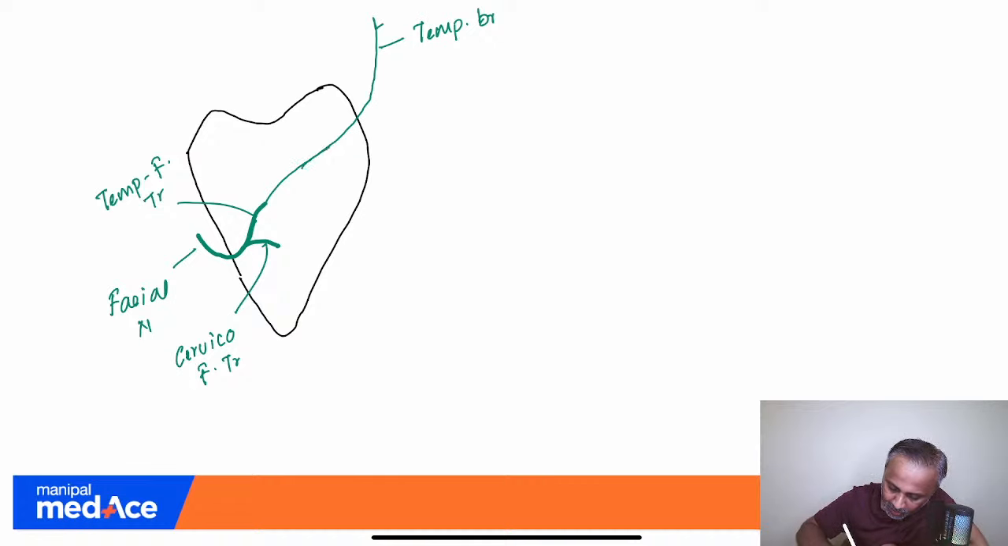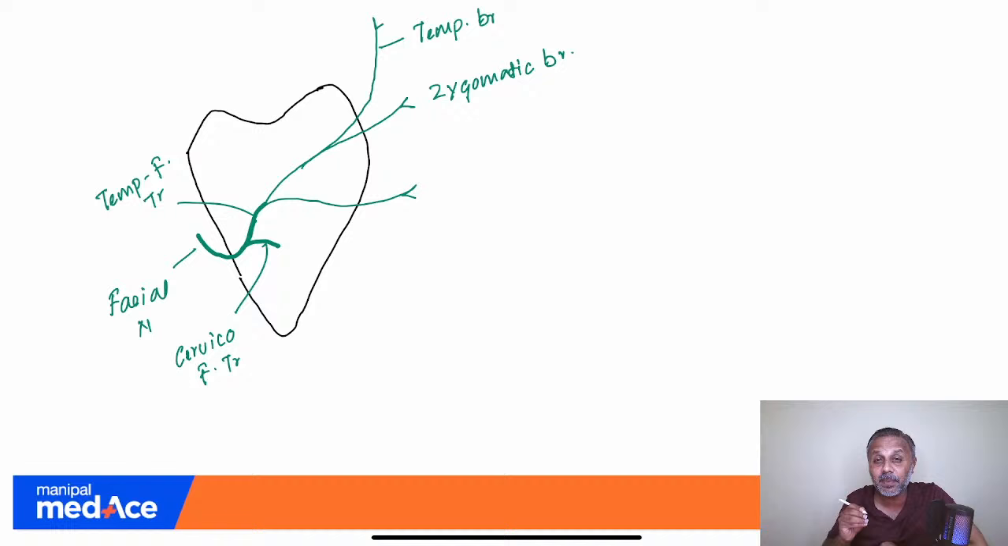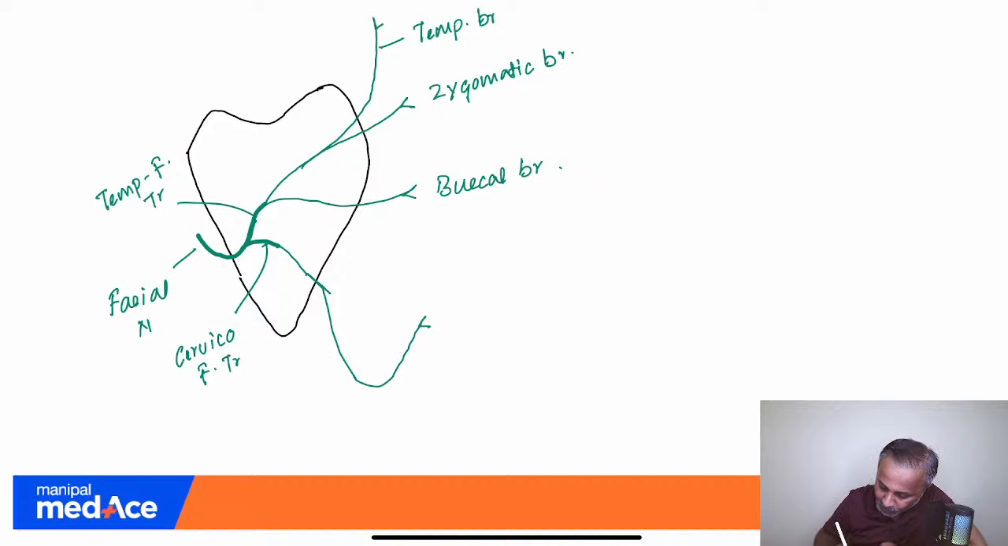Then you have a zygomatic branch. Then it also gives off a few buccal branches. Now remember, buccal branches are not single branches, they are multiple branches, and these buccal branches supply the majority of the muscles around your cheek and nose. Then the cervicofacial trunk gives off one important nerve which descends into the neck region first and then again ascends upwards. So we call this the marginal mandibular nerve.